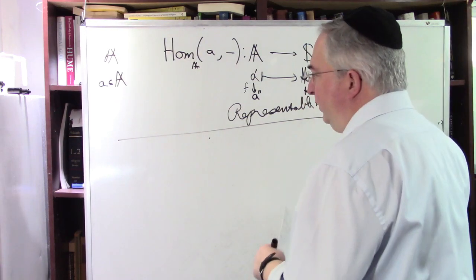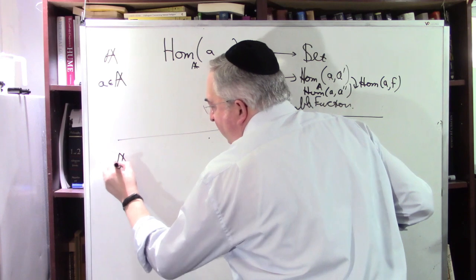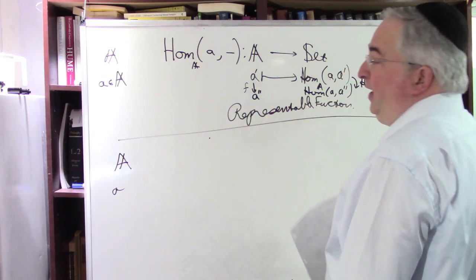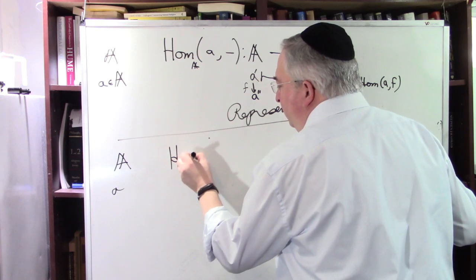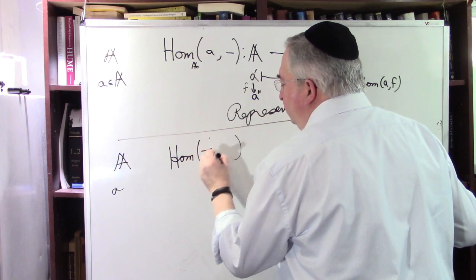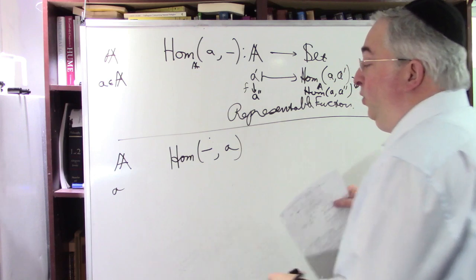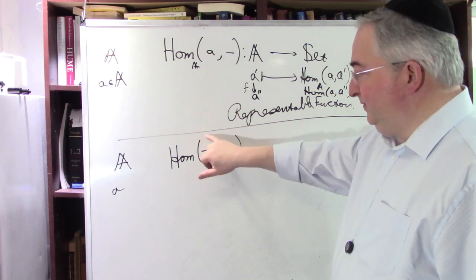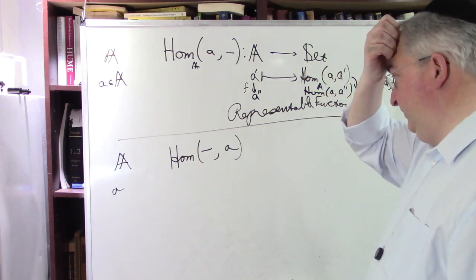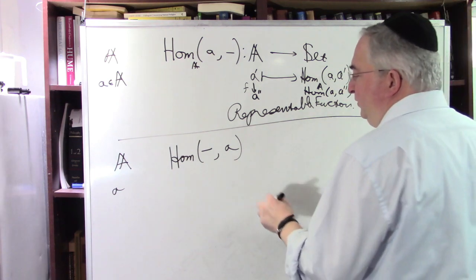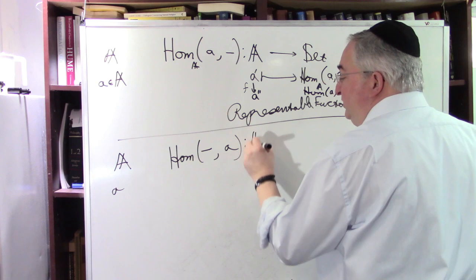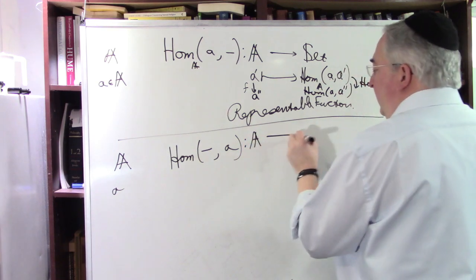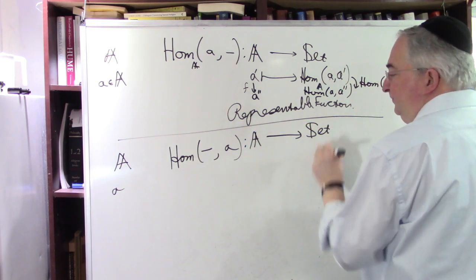Okay, so let's look at another example. You have a category A, you have an object A in the category, and then you can do the following. Hom, where A is in the target. Okay. Okay, let's see what this is. You're going to ask for an input here, and so this takes as inputs A and outputs set.